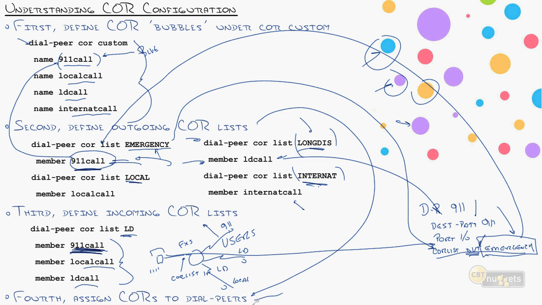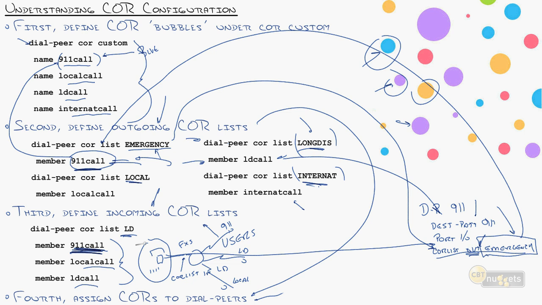Now, there's one big thing. You might be like, okay, just the order of this seems a little confusing. Why did you create the outgoing core lists before you created the incoming ones? Well, there's a weird rule that you need to be aware of. If a dial peer, or I should say, if a user, if a calling entity, how's that? If a calling entity does not have an incoming core list assigned, they can dial everything.